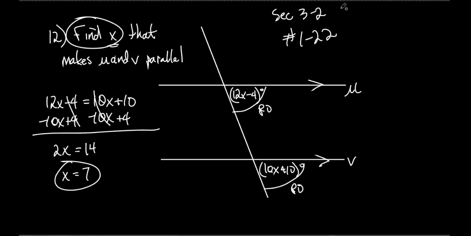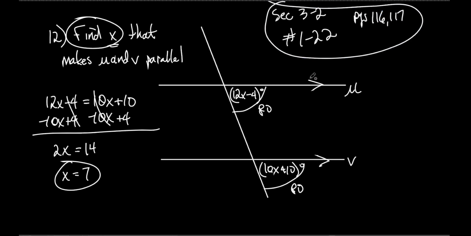There's no A and B to 3.2, it's just 3.2. It's pages 116 and 117. I think that's everything right there. And then the worksheet where number 12 was part of, we'll just do that tomorrow. Okay, everybody good? All right, that's all I got.